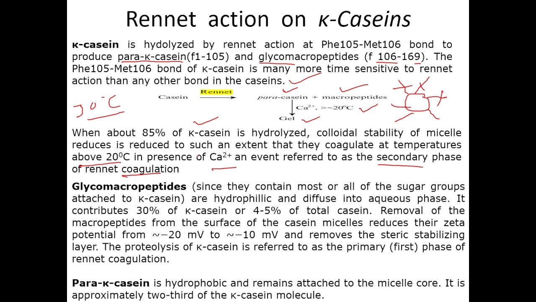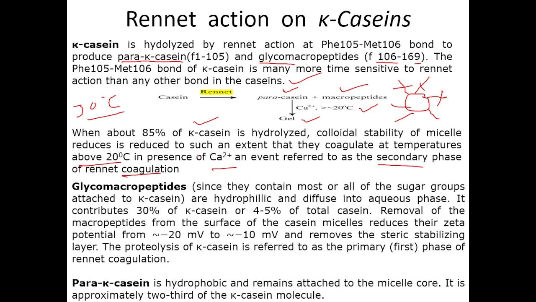Now if the temperature is a little higher, say 50 to above 55 degrees Celsius, then it can also denature the rennet. And if it is still higher, at a temperature greater than 70 degrees Celsius, a beta lactoglobulin kappa casein complex occurs, which again prevents the action of rennet on the kappa casein. So the optimum temperature is around 30 degrees Celsius, and coagulation does not take place below 20 degrees Celsius, because the temperature coefficient of the secondary reaction is very high.